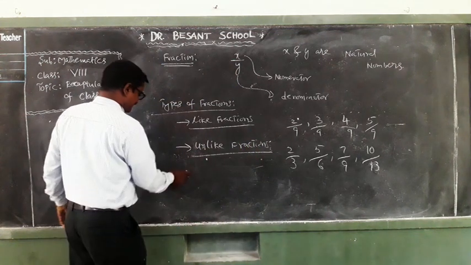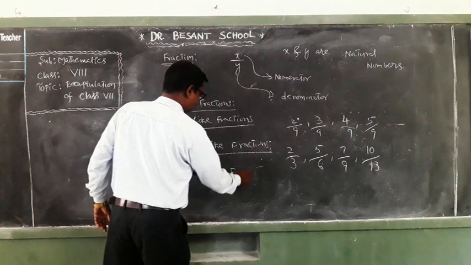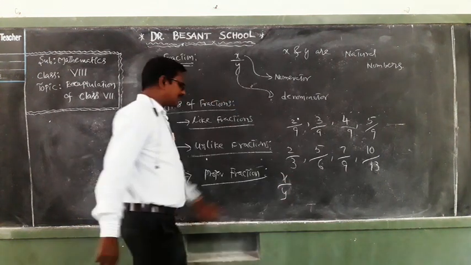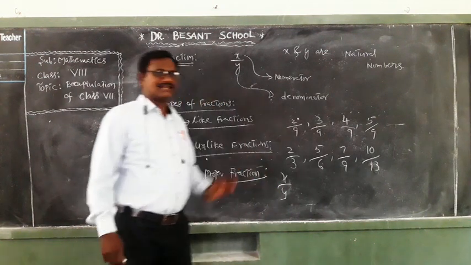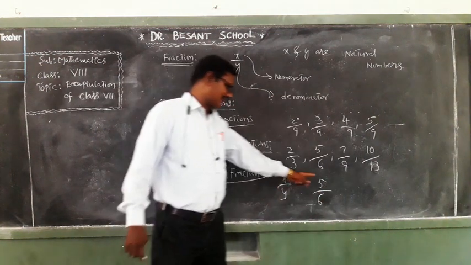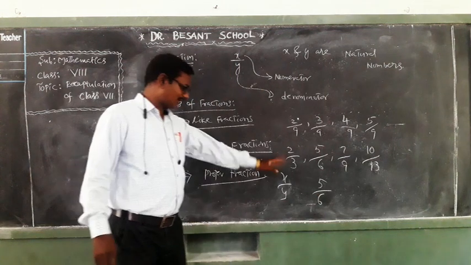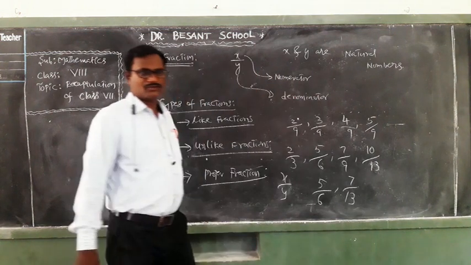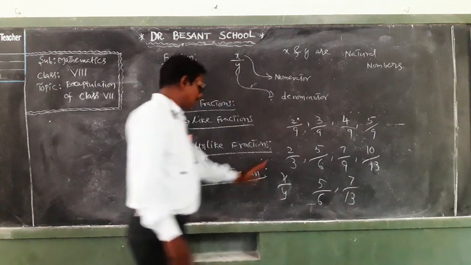And also, proper fraction. Proper fraction means what? In a fraction x by y, if the numerator is less than the denominator, that is called a proper fraction. For example, 5 by 6. What is the numerator here? 5. The denominator? 6. The numerator 5 is less than the denominator, so it is called a proper fraction. Again, 7 by 13. The numerator is 7 and the denominator is 13. So the numerator 7 is less than the denominator. That is also called a proper fraction.